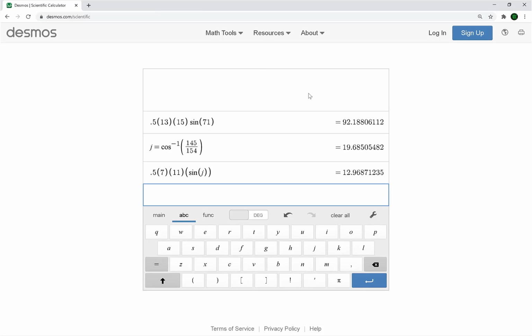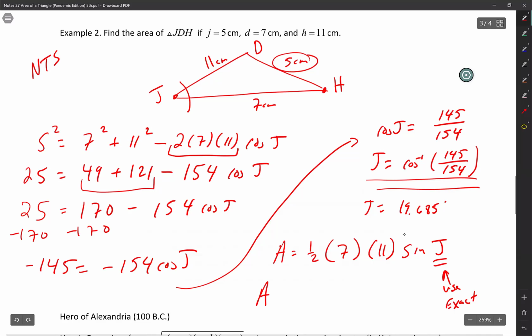12.9687. I'm going to write a whole bunch of digits. Area equals 12.9687 and then square centimeters.